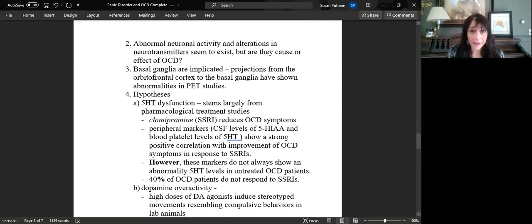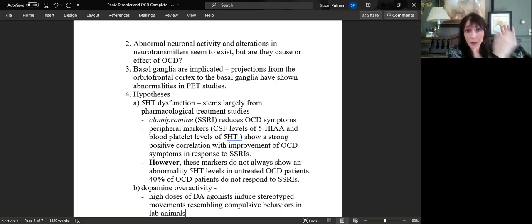So what is a hypothesis in response to these observations? One could be serotonin dysfunction. Wow, here we go again. Serotonin, it appears everywhere. Very important for normalized serotonin activity, normal serotonin receptors, both in number and in conformation. So the idea that serotonin dysfunction may be at the root of OCD stems largely from pharmacological treatment studies.